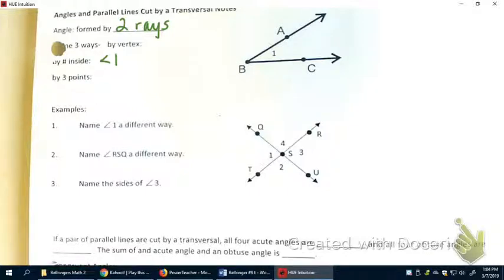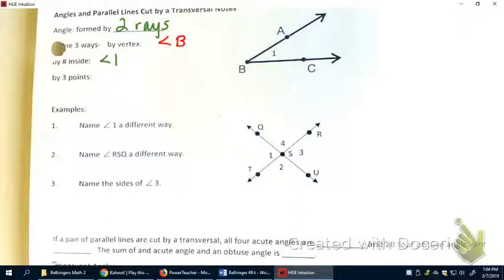All right? Another way is by the vertex. The vertex is the point right at the center of the angle. When we talk about the vertex, the only time you can do that is if there are no other angles around it. Look at this ABC figure right up here. Are there any other angles up there besides angle 1? No. Because of that, I can say the vertex and say angle B.